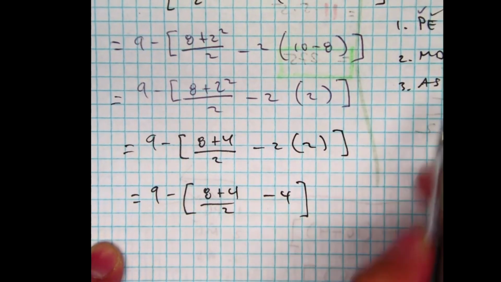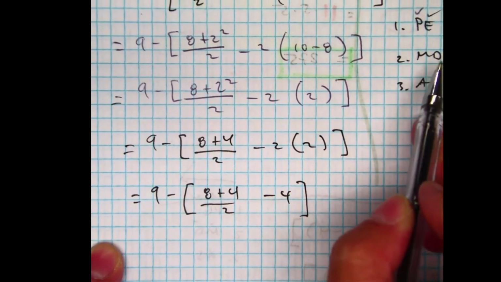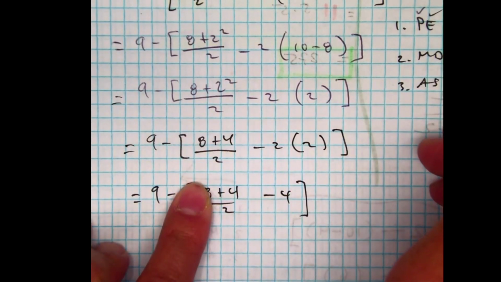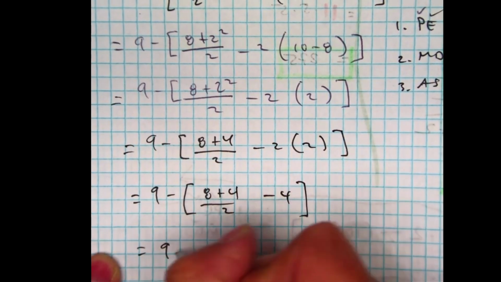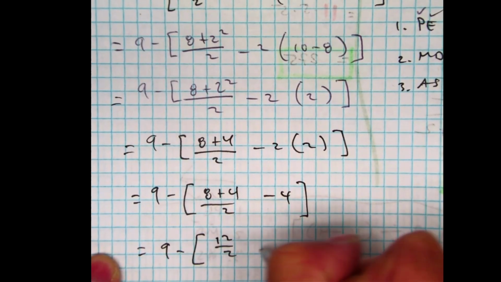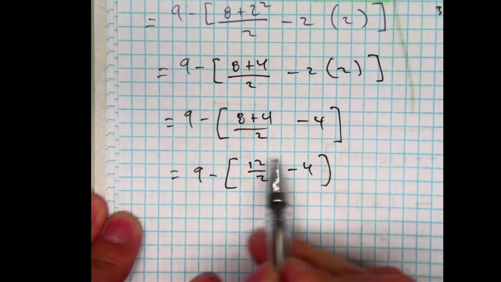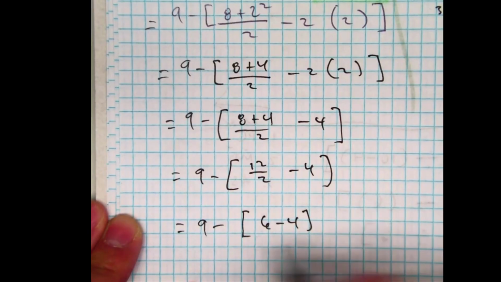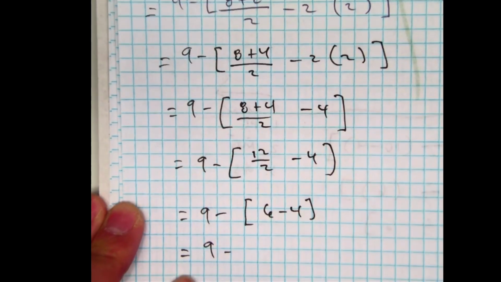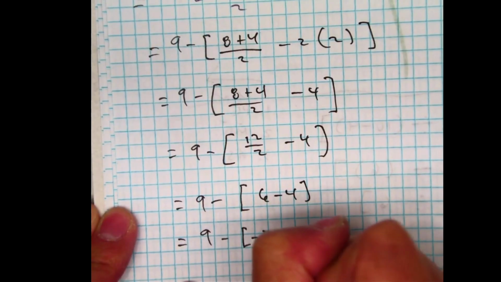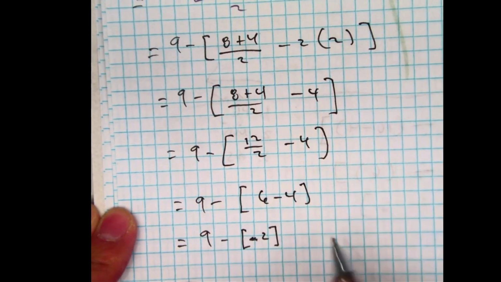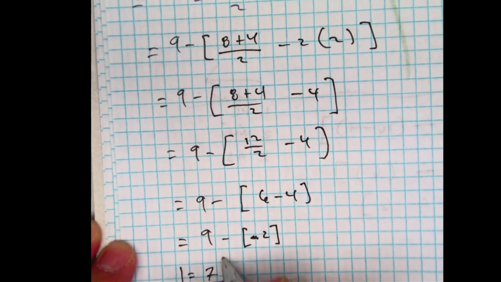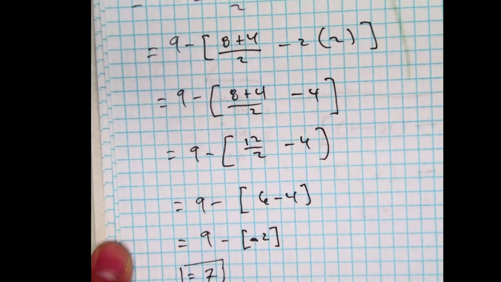And then within this, I'm still doing any multiplication, division. Now here, you can essentially do 8 divided by 2 and 4 divided by 2, or you can just do 8 plus 4, which gives me 12 divided by 2. And 12 divided by 2, class? So I have 6 minus 4. And what is 6 minus 4? Which is 2. No, not negative 2, positive 2. And this reads 9 minus 2, which is 7. Raise your hand if you got 7. Yeah. Go back and see where you made a mistake.